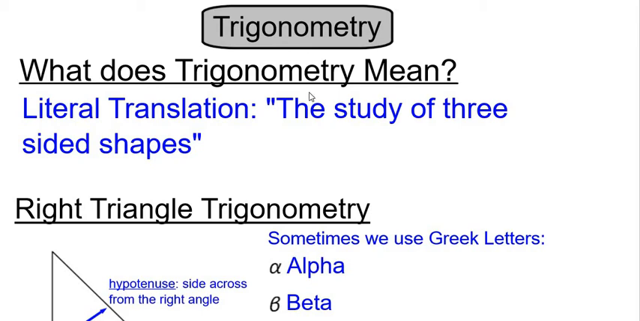Today we're going to start our study of trigonometry. And trigonometry is an interesting word. It has a lot of nice root words in it that help you understand what it means. The word tri means three. The gon part means shape, and then the last part means study. So it literally means the study of three-sided shapes, otherwise known as the study of triangles.